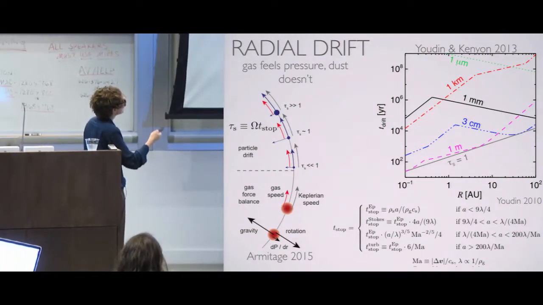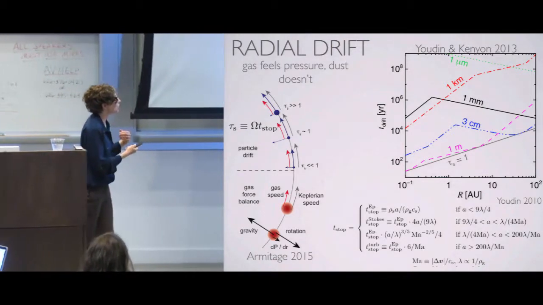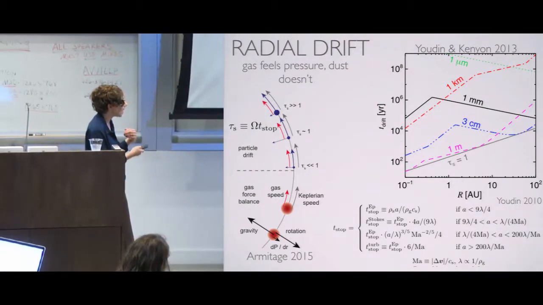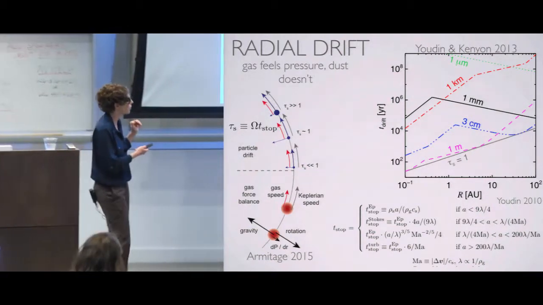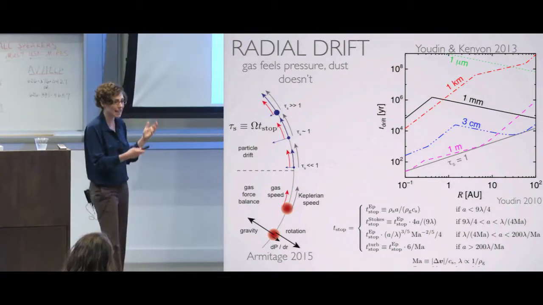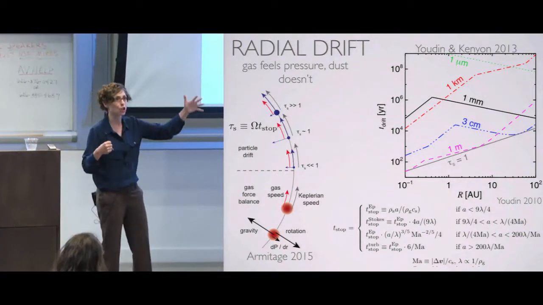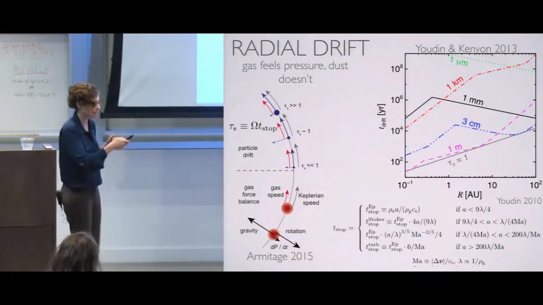The way that we parameterize this feeling of drag is through something known as the stopping time. You can see various expressions for stopping time written down here. I've put them here in case you want it as a handy reference. It's not too important what the form is. You should just know that this is basically telling you how long it takes the gas drag force to slow down the particle to be orbiting at the same speed as the gas.